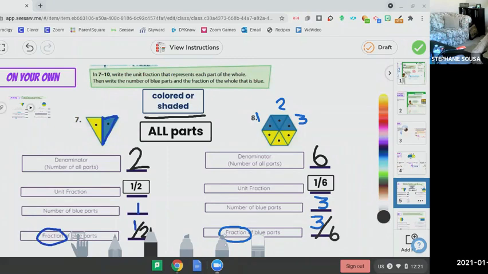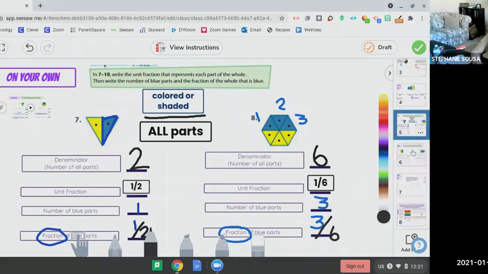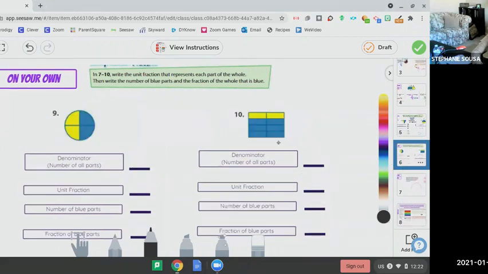Okay. Let's take a look at the next one. Let's take a look at 6. This is the last one that we're going to look at together. My directions: write the unit fraction that represents each part of the whole. Then write the number of blue parts and the fraction of the whole that is blue. Okay? So let's take a look at number 9.